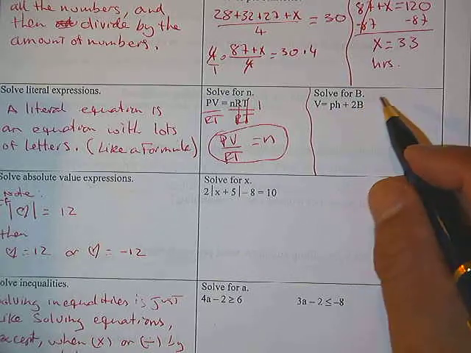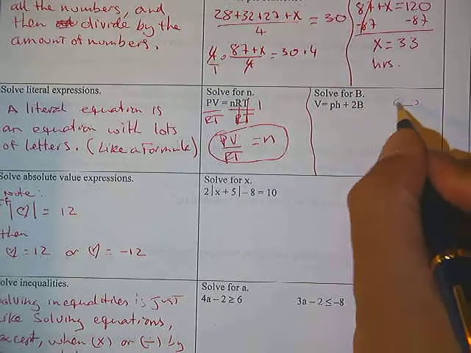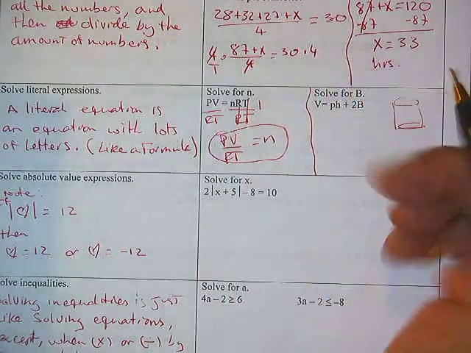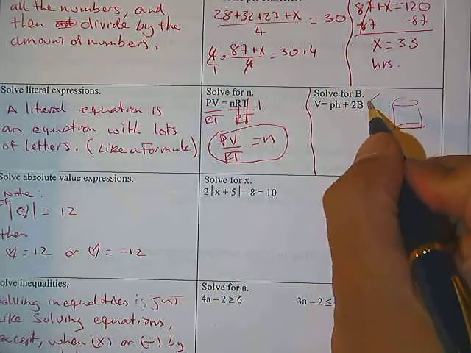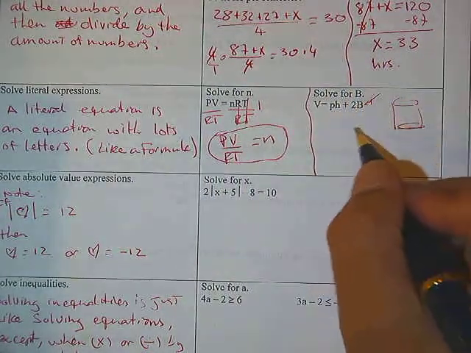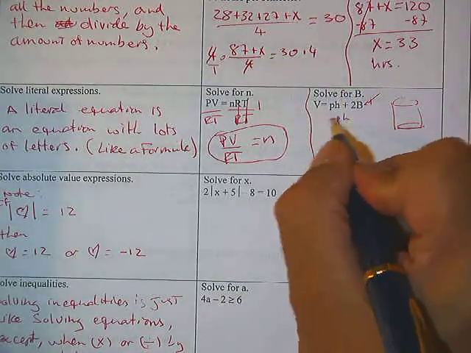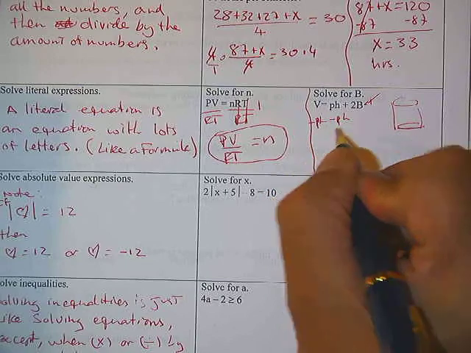So on the second problem, this is an equation that ties in volumes with the height and the perimeter of a cylinder. Probably one of these guys over here. This might be an incorrect form, but whatever. We're solving for B here.